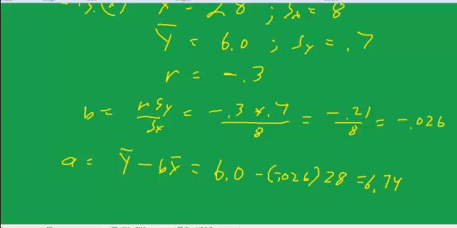So our final equation might look like this. Y hat, the predicted value for lung capacity, is equal to 6.74, that's our a, minus 0.026x, where x is the number of cigarettes per day. So that's a whole bunch of stuff about the regression line, and I think I'll stop there.